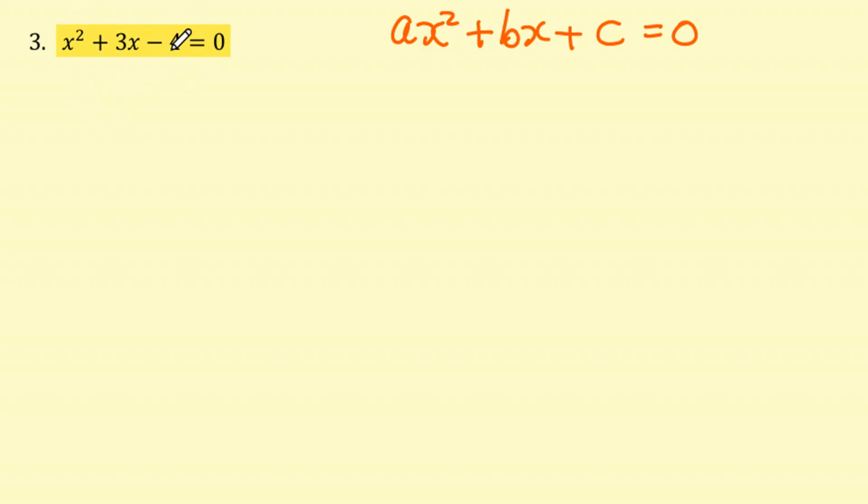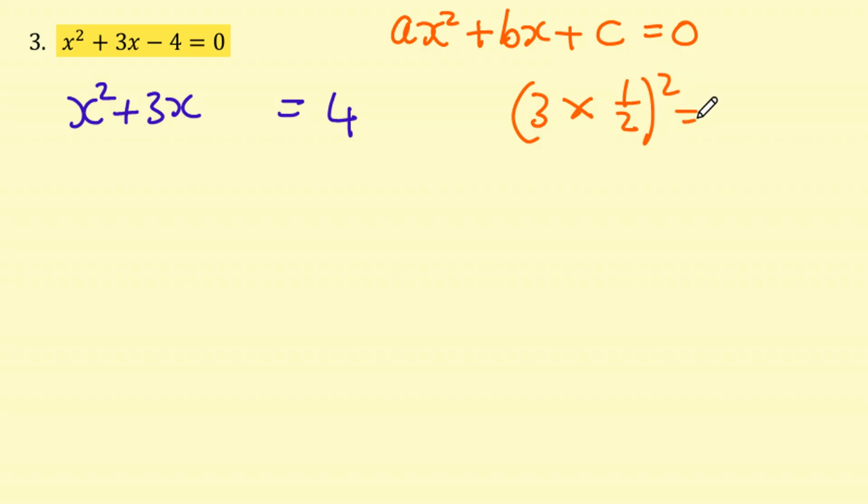First, we're going to move the constant, in other words, negative 4, to the right-hand side. Now we're going to divide through by the x squared coefficient, in other words, by a. In this case, a is equal to 1, so dividing through by a won't make a difference here. So we're going to go to the next step. And the next step is to take the x coefficient, in other words 3, multiply it by a half, and square the answer. So this is going to be 9 over 4. And this we add to both sides of the equation.